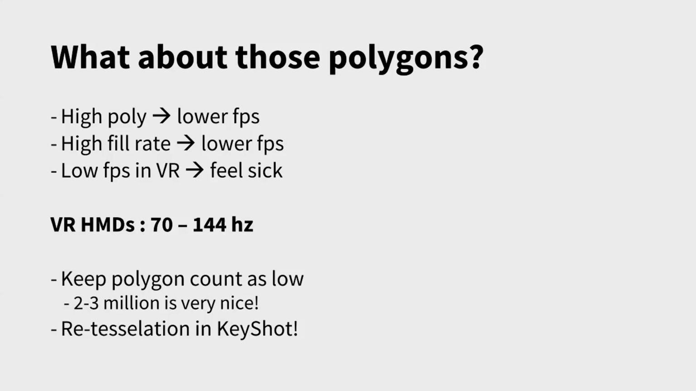Now, what about those polygons? As you know, all our graphics is all about tiny, tiny triangles in the end that we need to render. And if you have many polygons, you will get a lower performance. Also, if you're looking at a big model that fills your entire field of view and has a high poly count, you will get a lower frames per second.